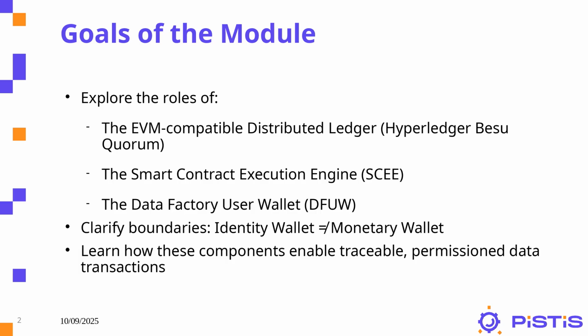The goals of this module are simple. First, we'll explain the architecture we've adopted and the reasoning behind it. Second, we'll examine the roles of our core components: the permissioned blockchain, the smart contract execution engine, and the identity wallet. Finally, we'll highlight a key design decision.